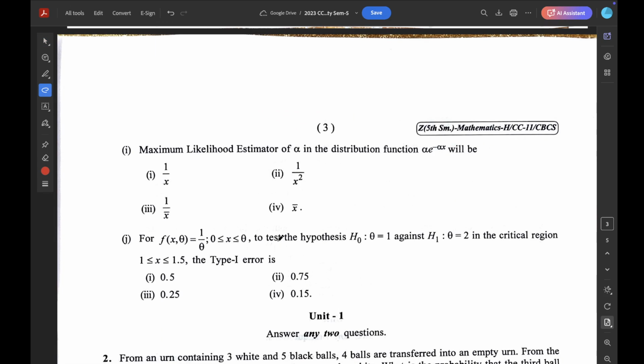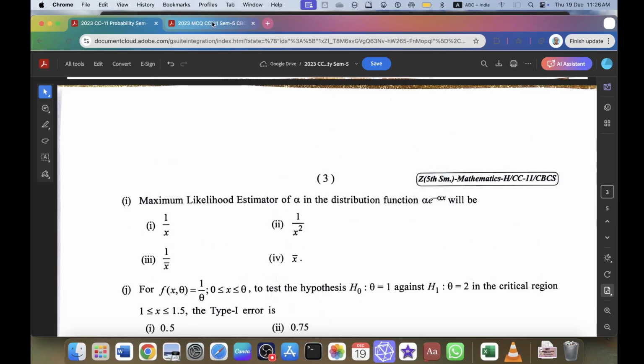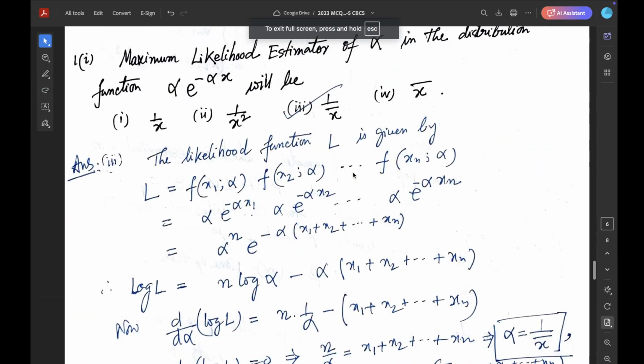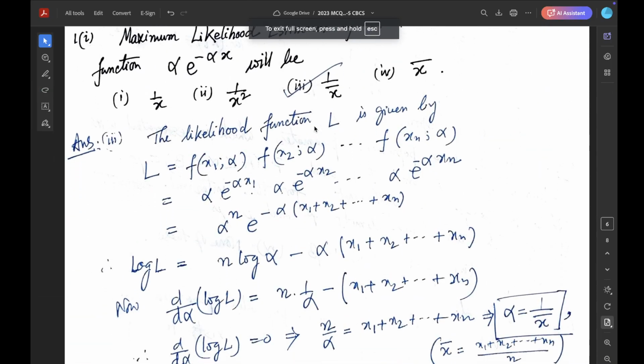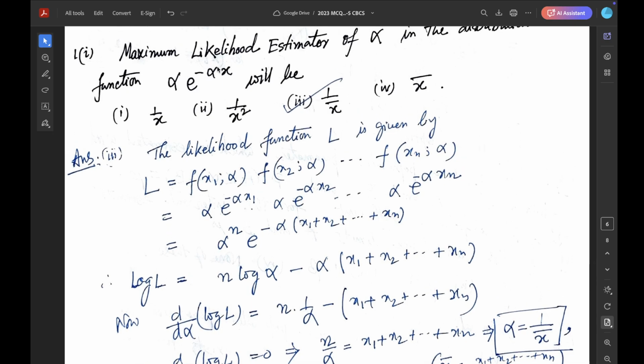Next question 1I: the maximum likelihood estimator (MLE) of alpha in the distribution function alpha e to the power minus alpha x will be what? Now the likelihood function capital L is given by f(x1, alpha) f(x2, alpha) ... f(xn, alpha). This is alpha e to the power minus alpha x, so alpha e to the power minus alpha x1, alpha e to the power minus alpha x2, ... alpha e to the power minus alpha xn.